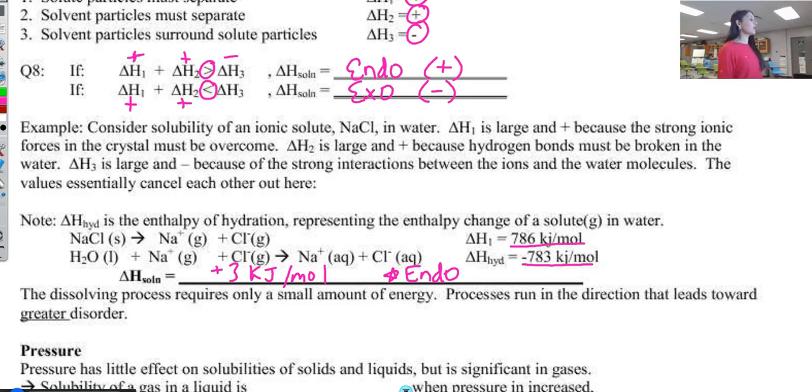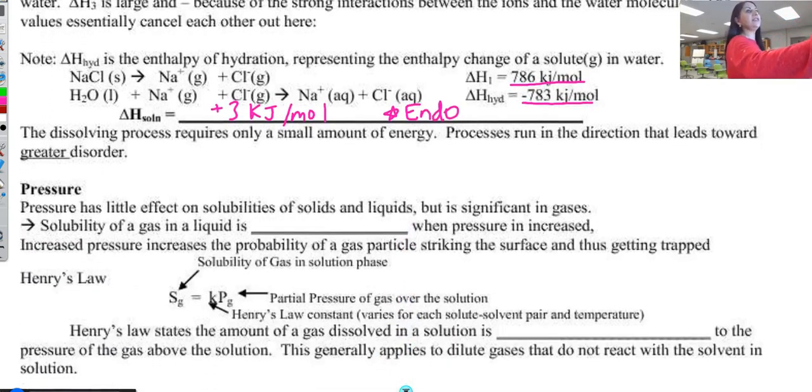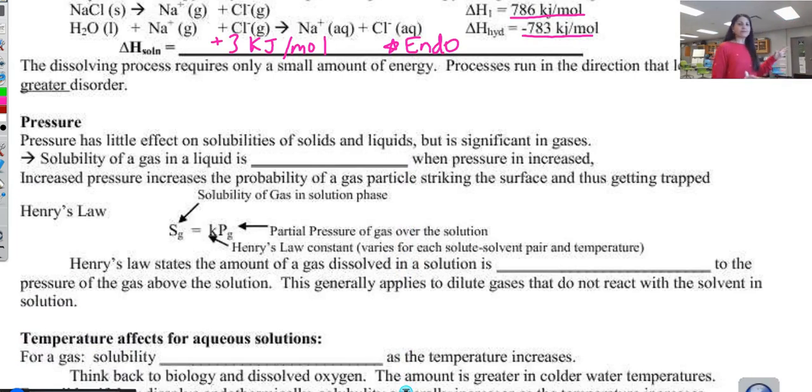And so the dissolving process requires only a small amount of energy, and processes run in the direction that leads toward having a greater disorder. So in any situation, we always want disorder to be increasing, okay? Now, pressure has little effect on solubilities of solids and liquids, but it is significant in gases. So the solubility of a gas in a liquid, what does it depend on? A lot of times people don't even know this. If we think about being underwater, for example, or scuba diving, or water quality, the solubility of a gas is actually greater when you increase the pressure.